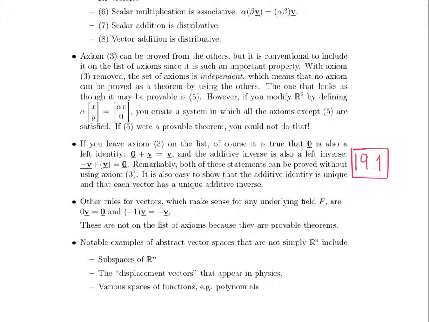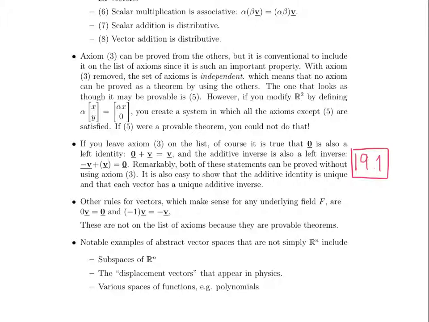Other rules for vectors which make sense for any underlying field are that 0 times any abstract vector gives the 0 vector, and that -1 times any abstract vector equals the additive inverse of the abstract vector. Those are not on the list of axioms because they are provable theorems, and we'll be exploring them later in the week. Some notable examples of abstract vector spaces.